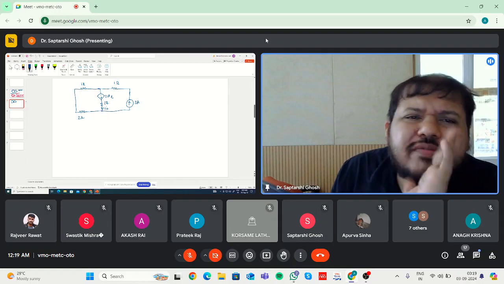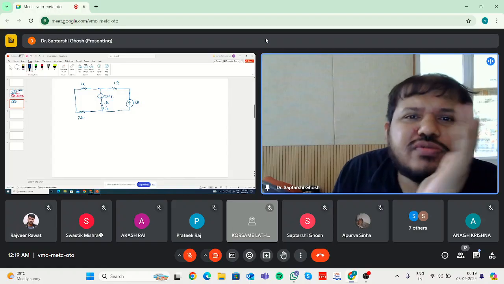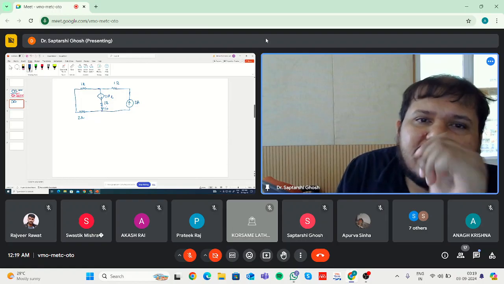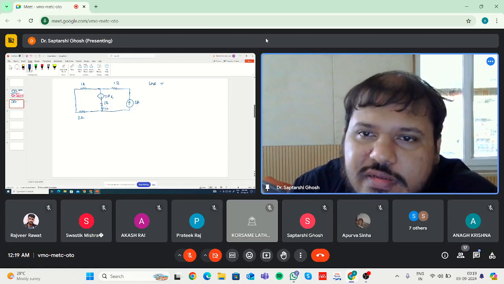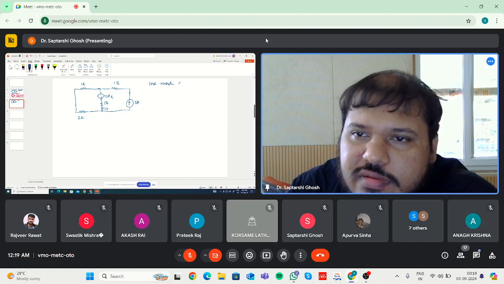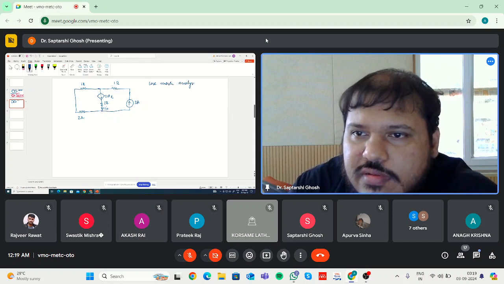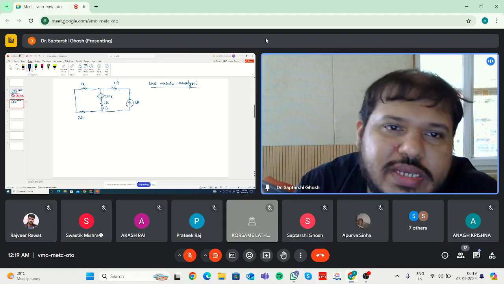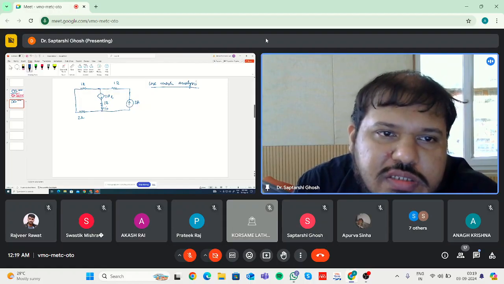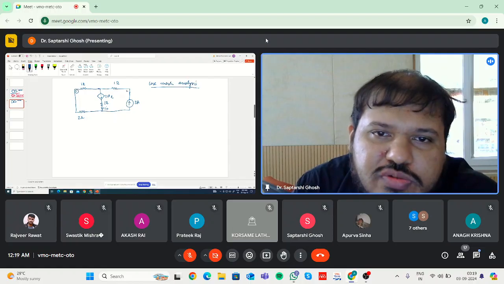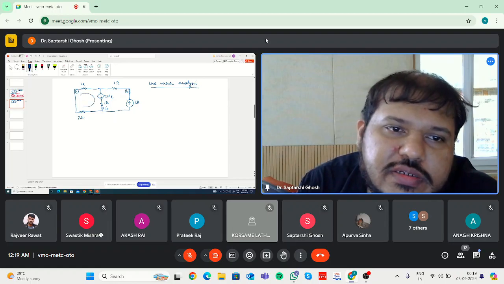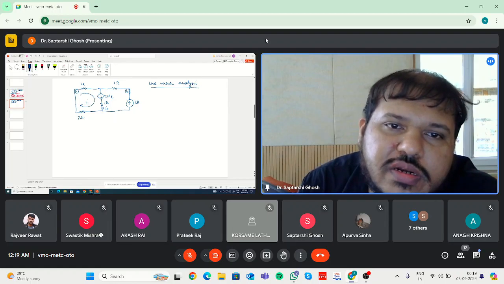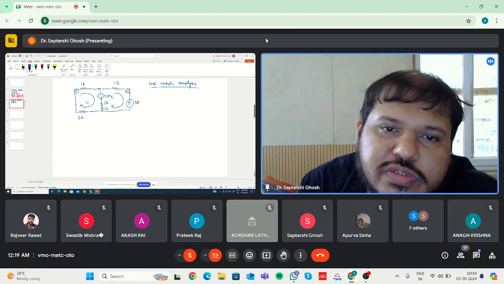In whatever way you find it, you can use either mesh analysis or loop analysis. Let us use mesh analysis. You can clearly see that there are two meshes. This is mesh 1, this is mesh 2. You have to consider a clockwise current. So in mesh 1 we are considering I1, in mesh 2 we are considering I2.